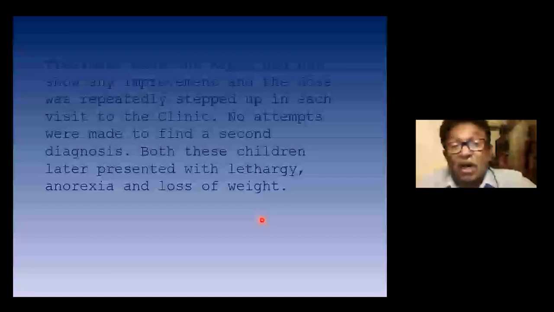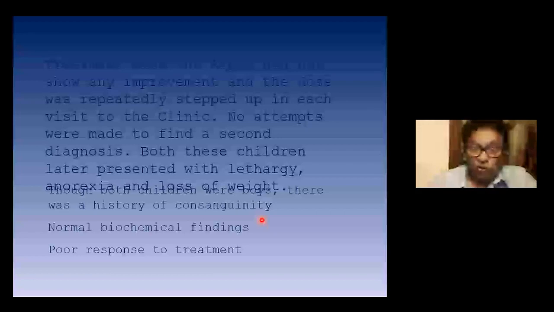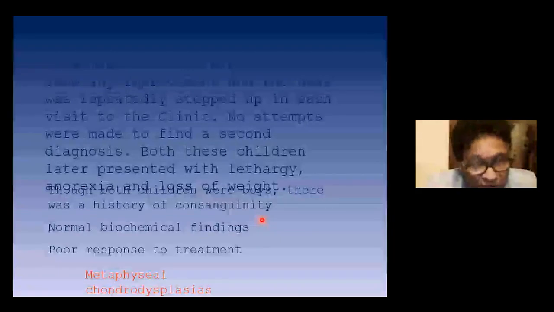Though both children were boys, that is why they were thinking of sex-linked disease. There was a history of consanguinity, which they had not asked. Now you have to think of autosomal recessive disease, normal biochemical findings, and poor response to vitamin D. So could this be something else? Of course, yes. This child had metaphyseal chondrodysplasia, which has nothing to do with vitamin D. So the child was given loads of this.